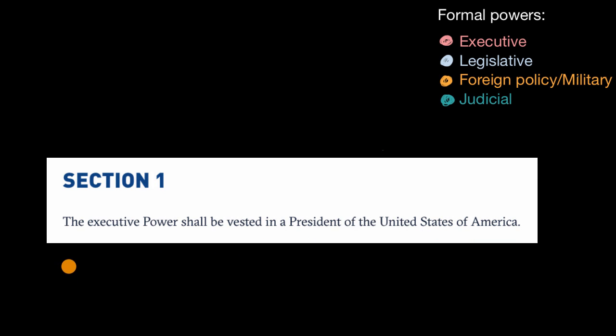And it starts in Section 1, where it says, "The executive power shall be vested in a President of the United States of America." And this simple statement alone has a lot of implications. As we will see, it is used as a justification for many of the informal powers of the president. The president is the executive. They run the government. Congress can pass laws and set budgets. The judicial branch can interpret laws or declare them unconstitutional, but the executive power is vested in the president.